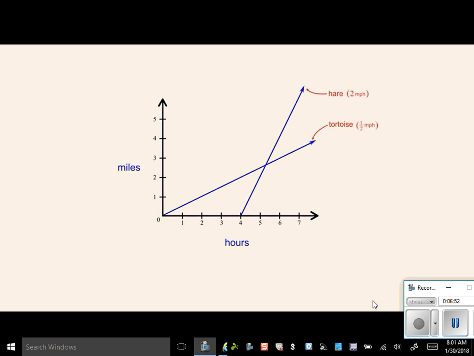Since the hare travels at a faster rate than the tortoise, the hare's graph has a greater slope. Looking at these two graphs, we see that throughout the race, the tortoise's distance increases linearly with time. And after 4 hours of elapsed time, the hare's distance also increases linearly, until at some point between 5 and 6 hours after the race has begun, the hare and tortoise meet. The point where the two graphs intersect represents the instant at which the tortoise and the hare are at the same place at the same time.